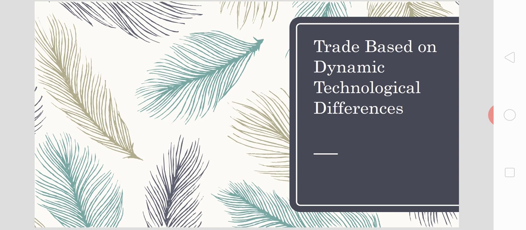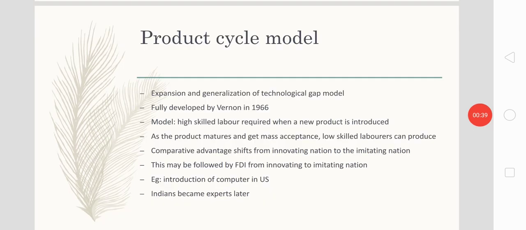This is just an extension of Posner's technological gap model of 1961. So here we are going to discuss trade based on dynamic technological differences. As I said, the product cycle model is just the expansion and generalization of Posner's technological gap model. This product cycle model of international trade was developed fully by Vernon in 1966.